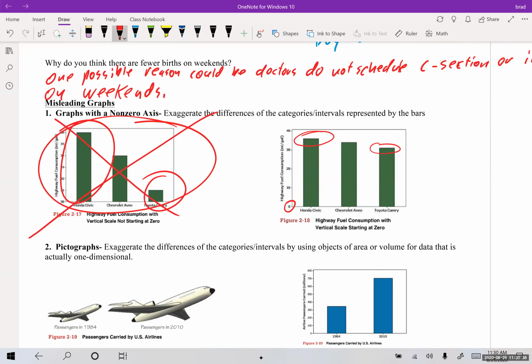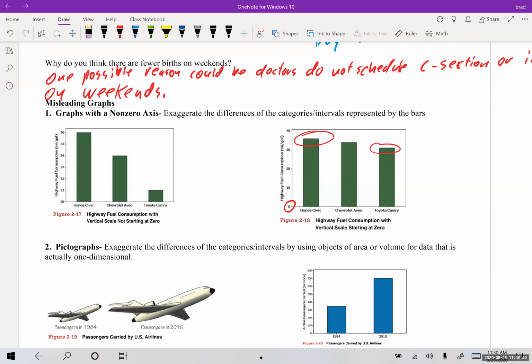So this would be a bad graph, but that's actually the one people use to advertise. And it's not actually a lie, right? They're not actually lying to you. They're just trying to mislead you. Notice they're still showing you that Toyota gets 31 and Honda gets 36. So this graph is not actually a lie.